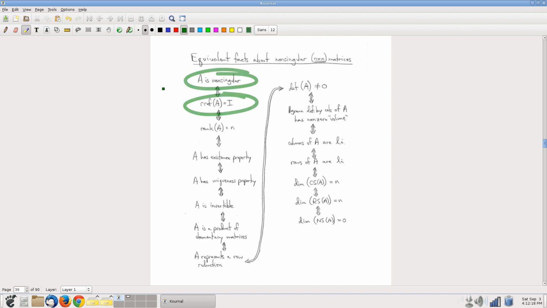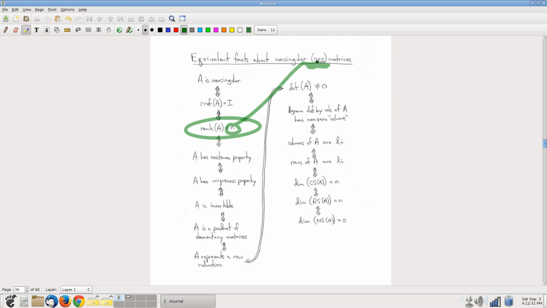Recall the definition that the reduced echelon form is the identity. Another way to say that is there's a pivot in every row and a pivot in every column. So the rank is equal to n. Of course, if there are n pivots, that means there's a pivot in every row, and that means it has the existence property. And then there's also a pivot in every column. That means it has the uniqueness property. And this goes on and on and on.